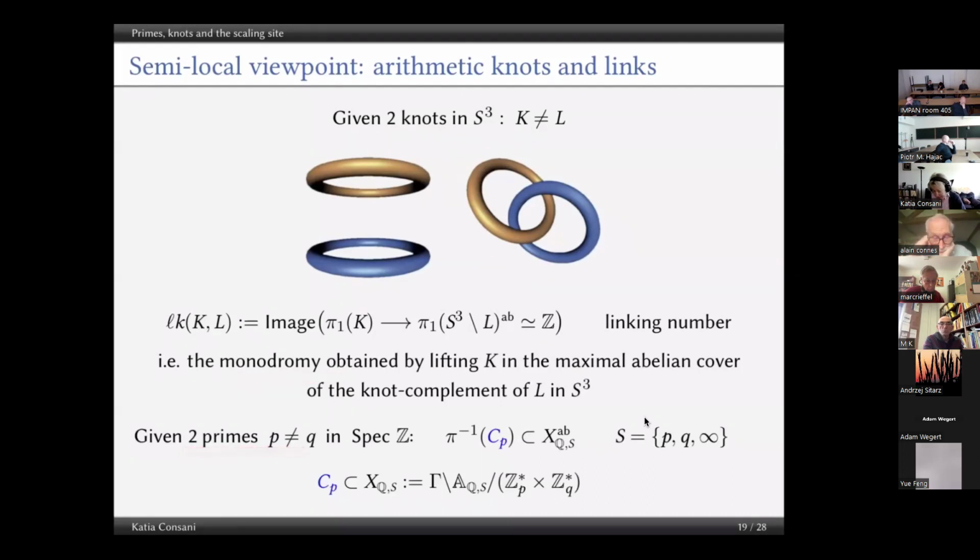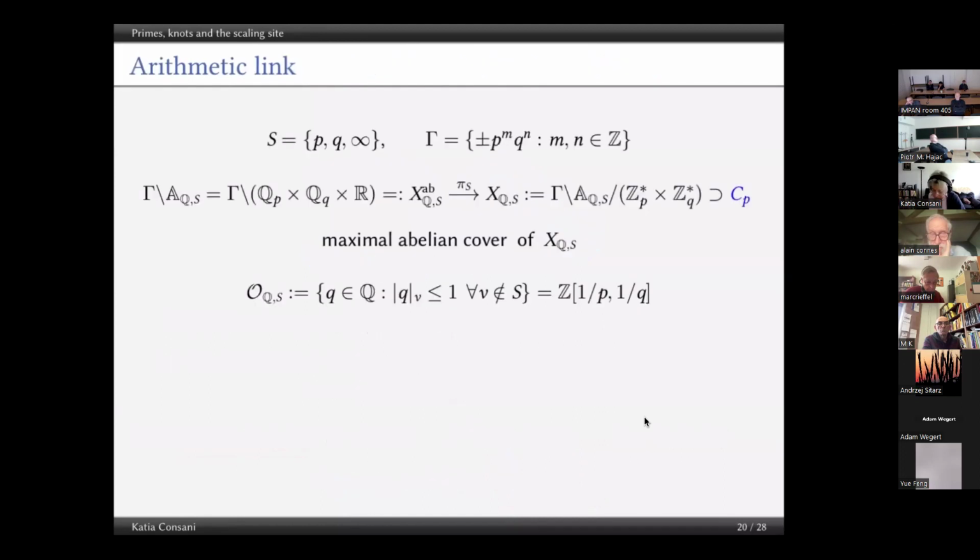So in fact, I say given two primes, P different from Q, inspect Z, then we have now the idea: what is this preimage of the node in the maximal abelian cover? And notice that now we have here the compact group made by ZP cross ZQ cross, because these are the only two primes involved in the story.